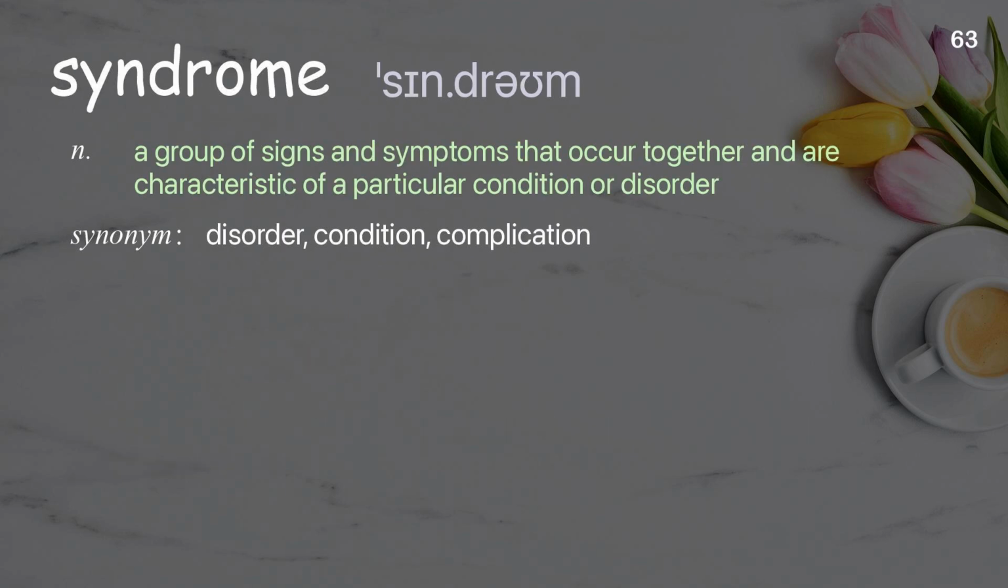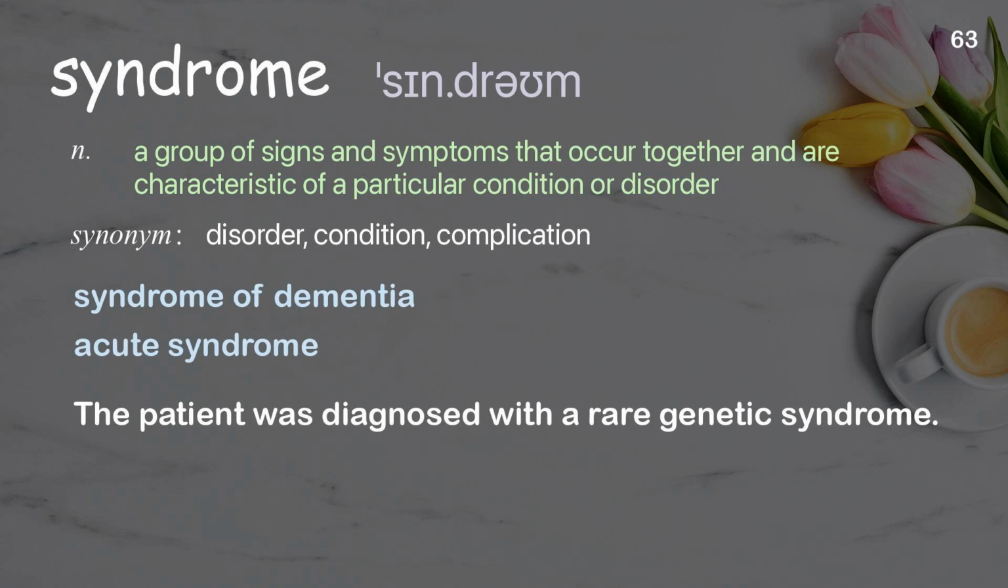Syndrome. A group of signs and symptoms that occur together and are characteristic of a particular condition or disorder. Examples. Syndrome of dementia. Acute syndrome. The patient was diagnosed with a rare genetic syndrome.